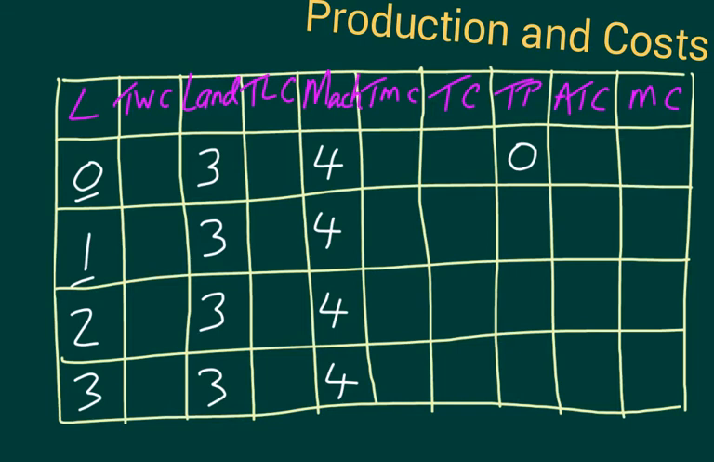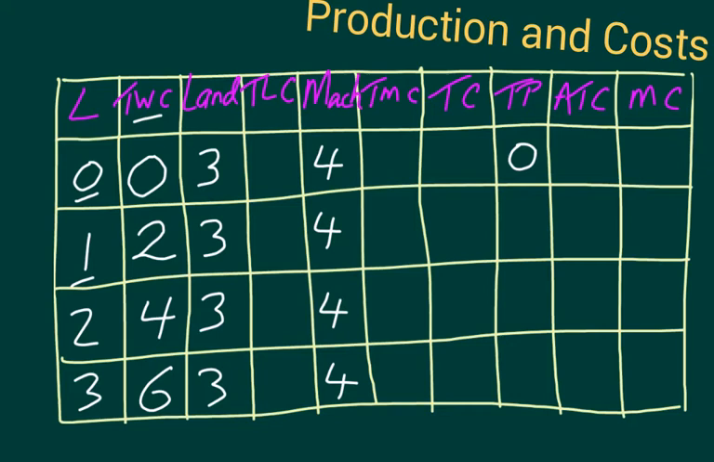But when we don't have any workers, of course, we don't have any total worker cost. So the TWC is total worker cost. At 0 workers, we don't have any. At 1 worker, of course, we have $2 because we pay $2 per worker. At 2, we have 4. And when we have 3 workers, it's 6.